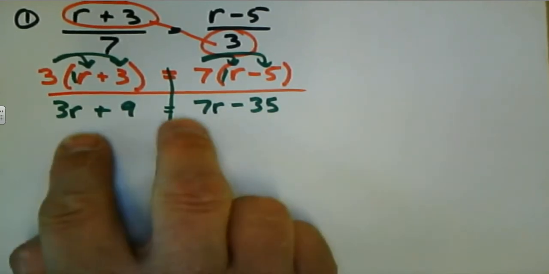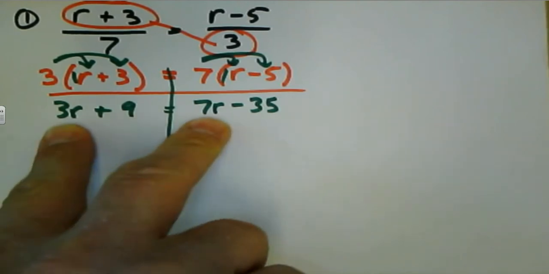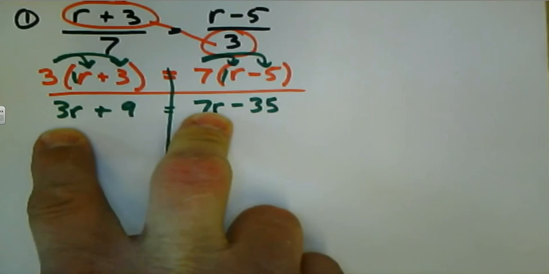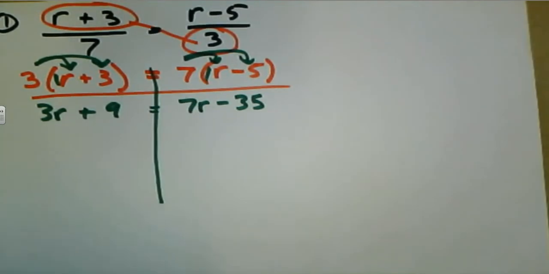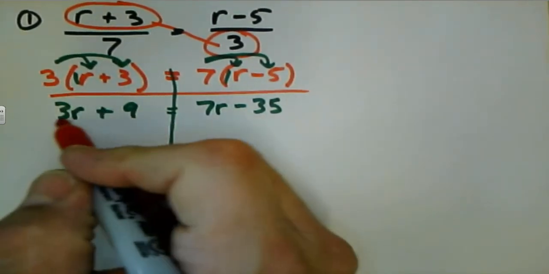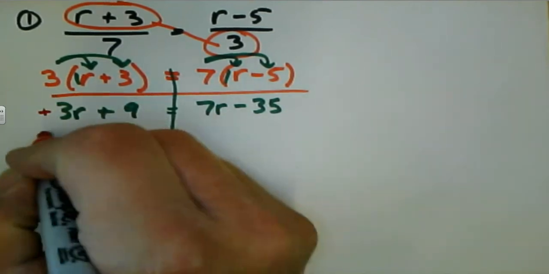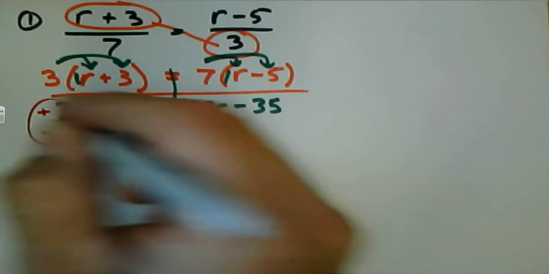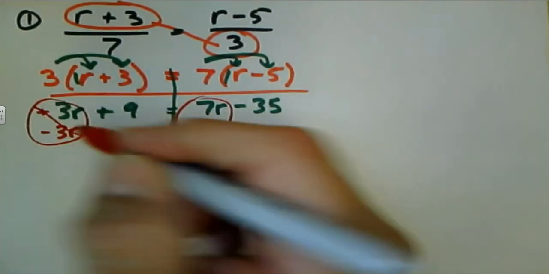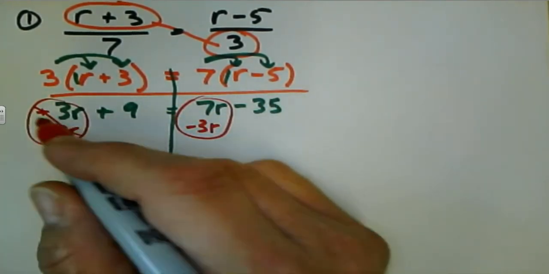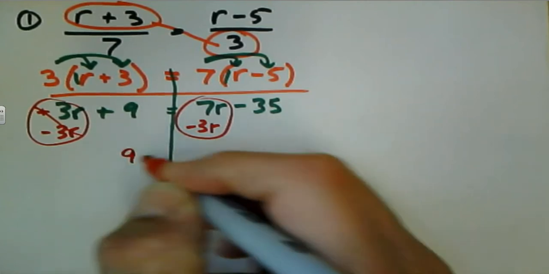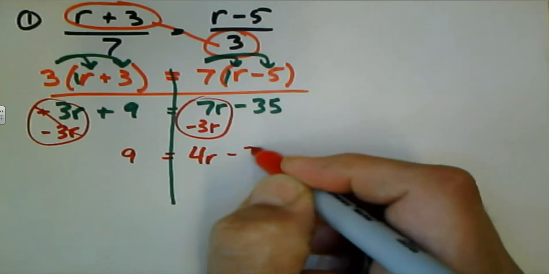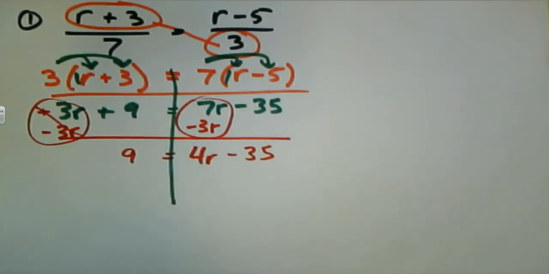Now we move to opposite operations. We do have an extra variable. Does everybody see that? There's a 3r here and a 7r here. I do not want to work with negative numbers. Therefore, I would take the smaller number, which is plus 3r, and I would subtract 3r from both sides of the equation. Our 3r's are gone. That leaves us with 9. 7r minus 3r is 4r, and we bring down the minus 35.